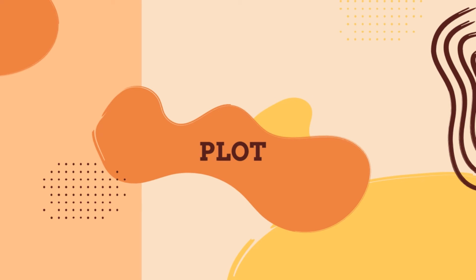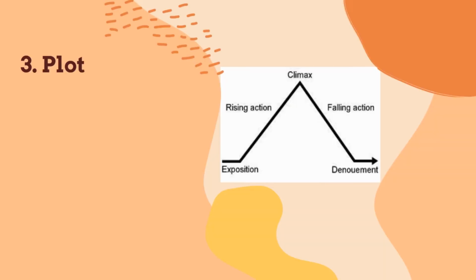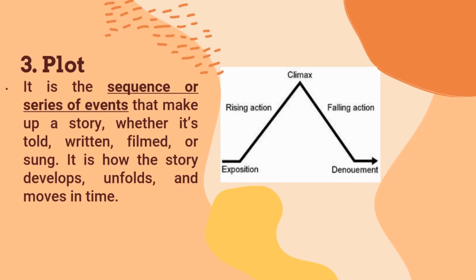The third element is plot. Plot is the sequence or series of events that make up a story, whether it's told, written, filmed, or sung. It is how the story develops, unfolds, and moves in time. Plot is known as the foundation of a novel or story around which the characters and settings are built. It is meant to organize information and events in a logical manner. Plots are also known as storylines.